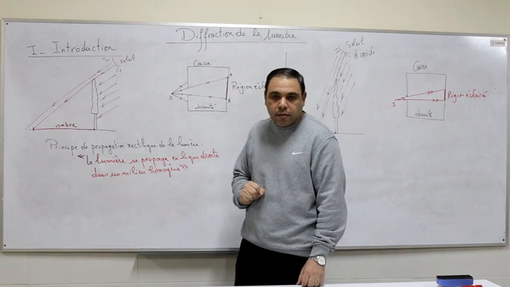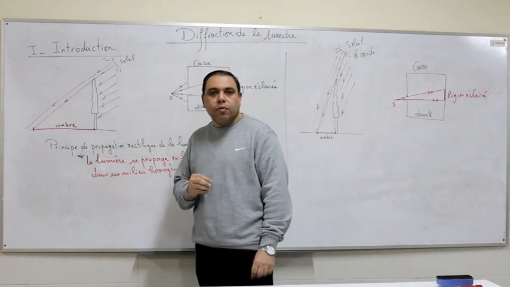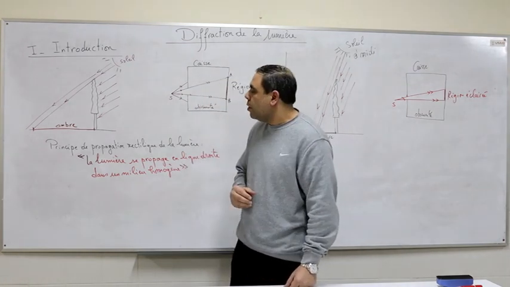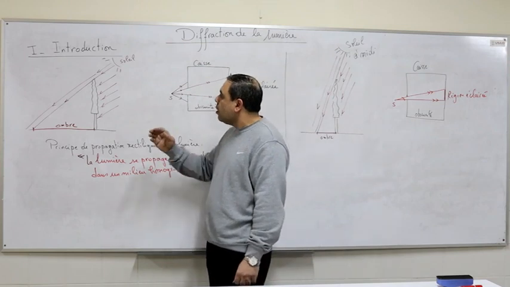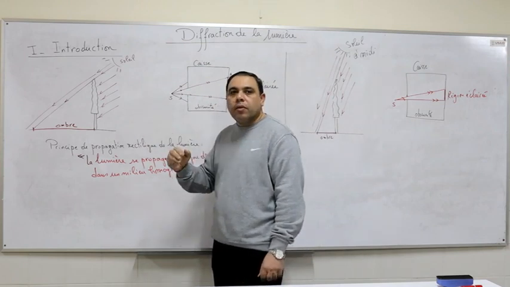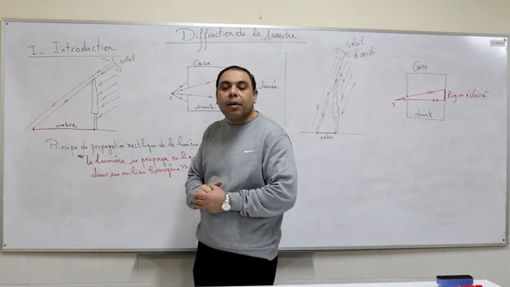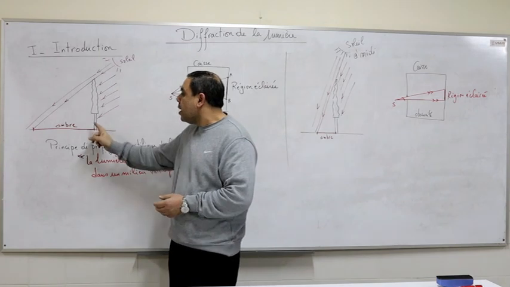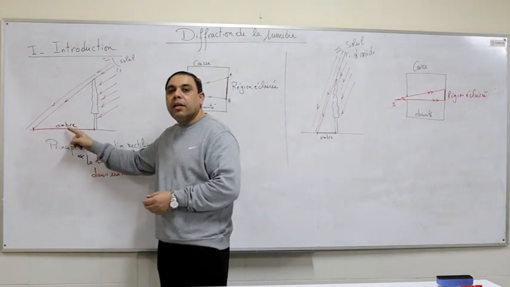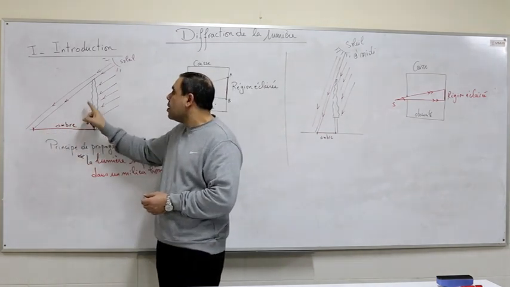When the sun shines on a certain obstacle, a tree for example, the object casts a shadow because light was being stopped by this obstacle, and the shadow has the same shape as the obstacle. As you can see right here, the shadow has the same shape as the obstacle.